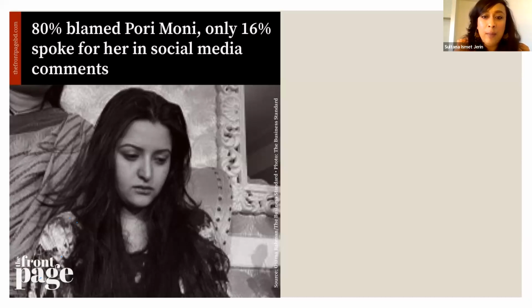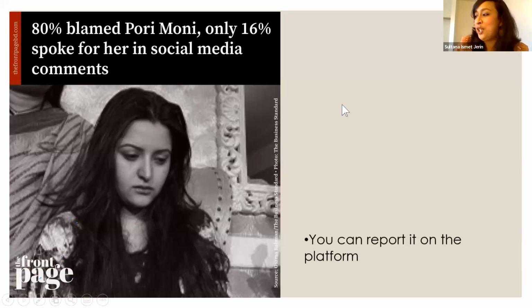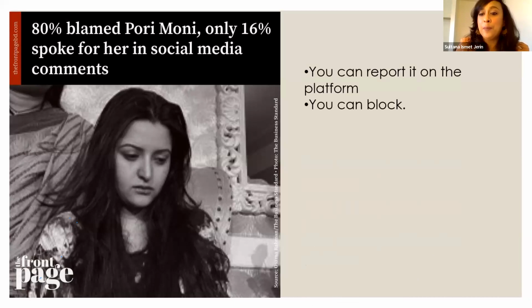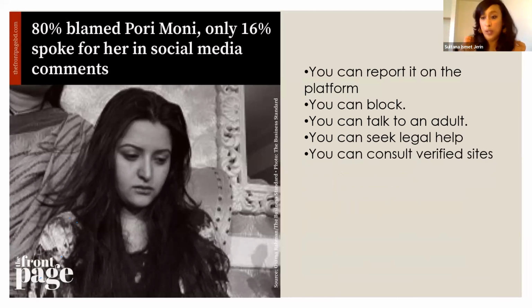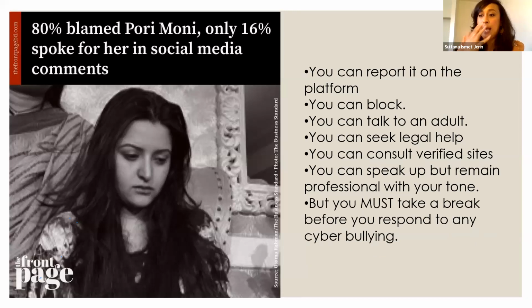So if you click the enter key, Rupa, then it will keep showing us the things that you should do when you feel like you are bullied. Like you can report it on the platform. It doesn't have to be with you. If you see someone is bullied, then you can do that. You can help that person, and you have to be critical and ask those questions, and then take action. So you can talk to an adult, you can seek legal help, you can consult verified sites, you can speak up, but remain professional. And in the next slides, I will show you an example of that professionalism, which came up in my feeds just yesterday.